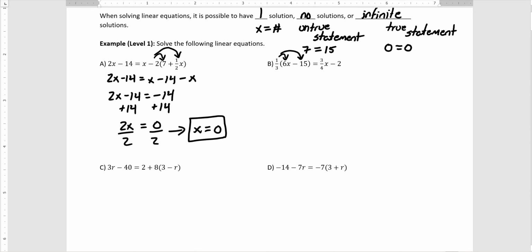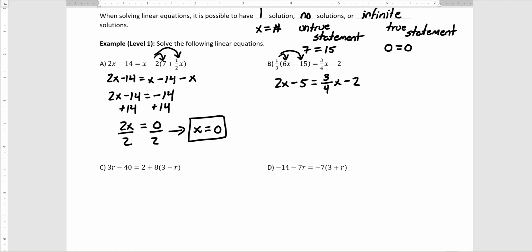Let's look at letter B. 1/3 times the quantity 6x minus 15 equals 3/4 x minus 2. Distribute that 1/3. Remember, anytime we're multiplying by 1/3, that's just the same as dividing by 3. 6x divided by 3 would be 2x. Negative 15 divided by 3 would be negative 5. And that equals 3/4 x minus 2.